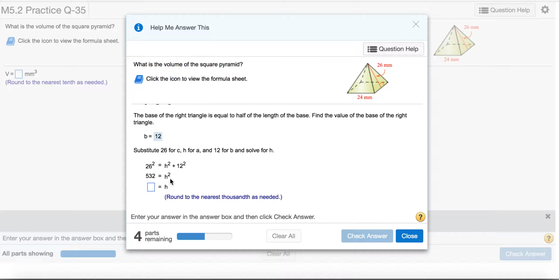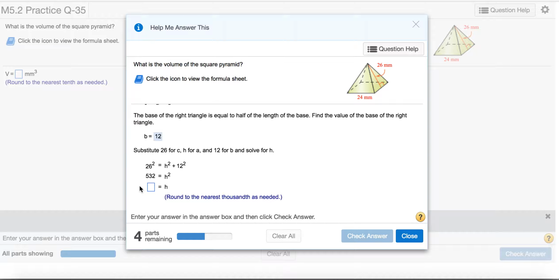Now we need to isolate h squared, which means we're going to subtract this 144. 12 squared is 144. Since it's a positive 144, we're going to subtract 144. And over here we had 26 squared, which is 676. If you're following along with your calculator, plug in 676 and subtract that 144 from this side. When we do that, we get 532. The problem is 532 equals h squared. It does not equal h. So we need to find the square root of 532.